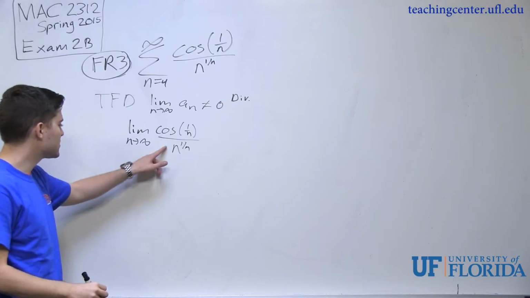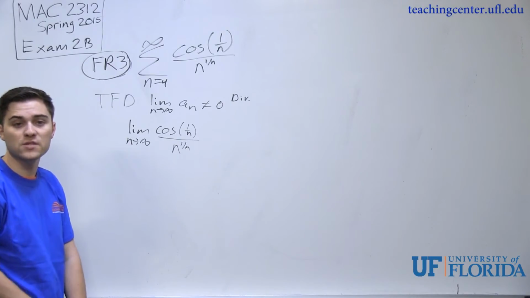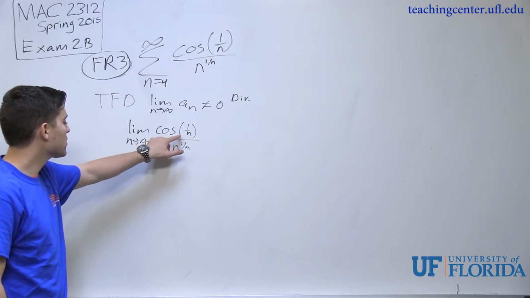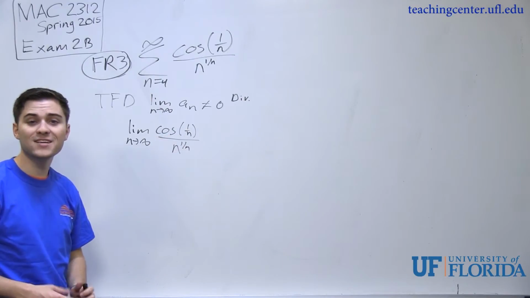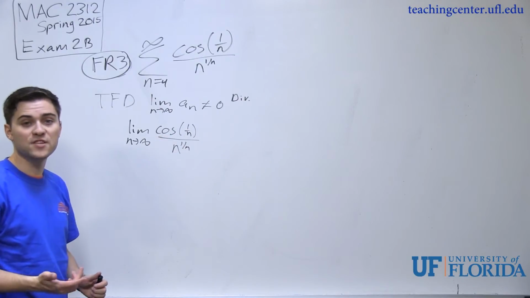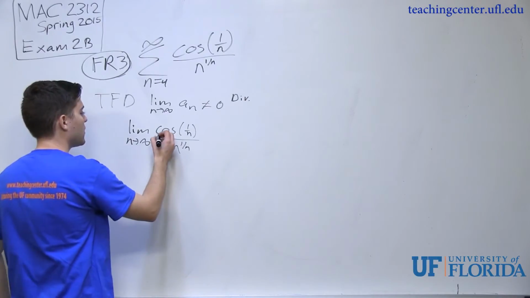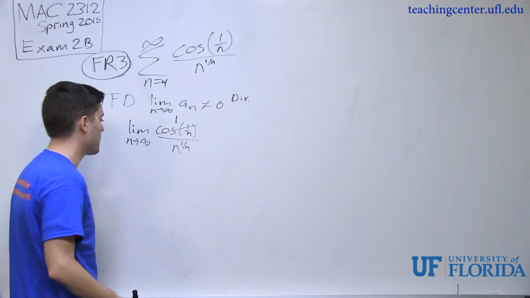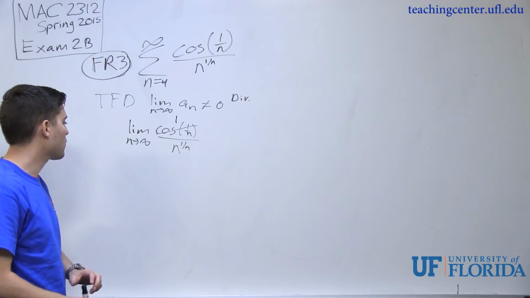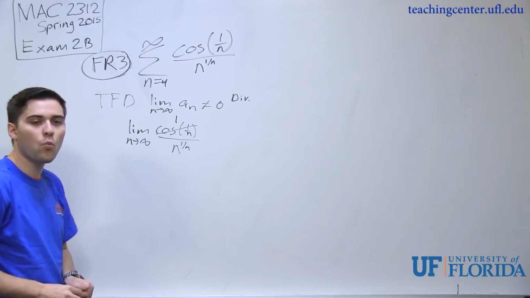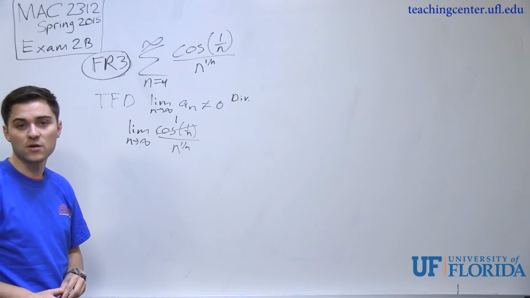So now I just need to figure out what these parts are going to do as n approaches infinity. Well, cosine of 1 over infinity is going to go to 0. Cosine of 0 is going to end up being 1. So I know that this first term will just end up being 1. But now I need to figure out what's going on with this term. So I have n to the 1 over n, and I need to figure out what that's going to do.